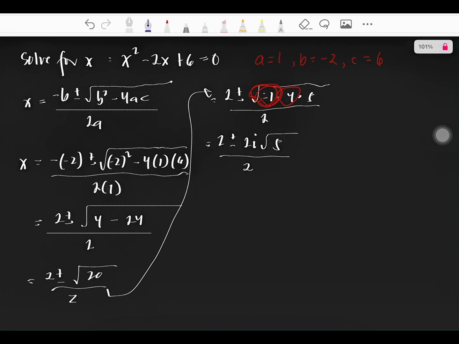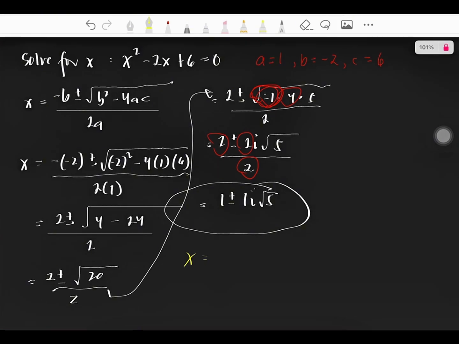And now let's simplify it more. So we have to divide 2 by our 2. So now we have 1 plus or minus 1i square root of 5. And that's it for our final answer, where our x is equal to 1 plus or minus 1i times the square root of 5, where we can also get 2 complex solutions by using 1 plus 1i square root of 5 and 1 minus 1i square root of 5. So that's it for our x for our first example.